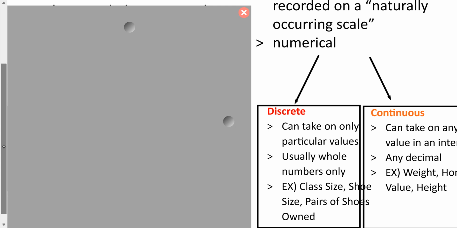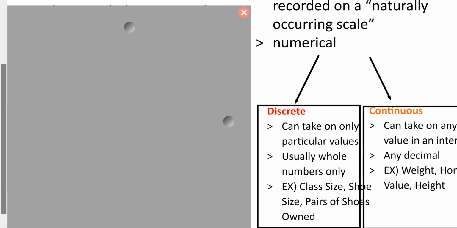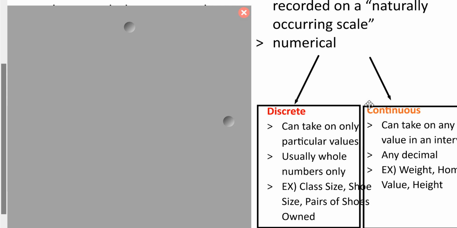Whereas continuous is anything in the in-betweens. So if you can have any decimal, any fraction, like weight, you can technically be weighing 180.425 pounds. There's all the in-betweens. Your height, there's in-betweens. Home value, so there's in-betweens. So these are numbers that, if you look at a number line, it's not just the whole numbers, it is anything in between those whole numbers. So that's the difference between discrete and continuous.